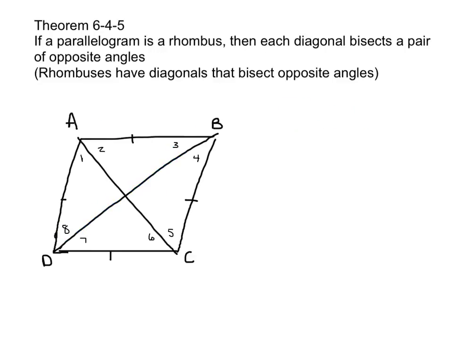And finally, our last theorem says that if a parallelogram is a rhombus, then each diagonal bisects a pair of opposite angles. Or in other words, rhombuses have diagonals that bisect opposite angles. So I drew our rhombus ABCD, and again, we know it's a rhombus because we have 4 congruent sides. And I also drew our diagonals BD and AC. What this theorem tells us is that each diagonal, so let's talk about AC, AC bisects angle A and angle C. So angle 1 and 2 are congruent.